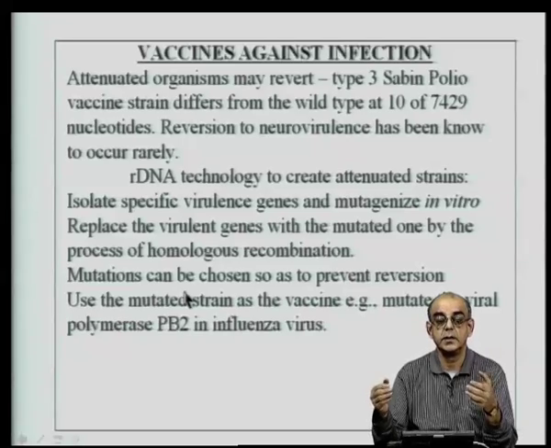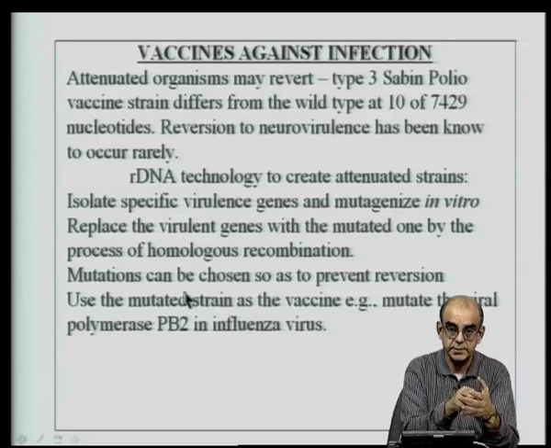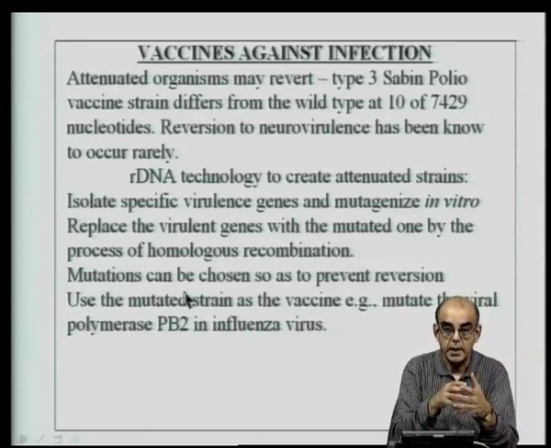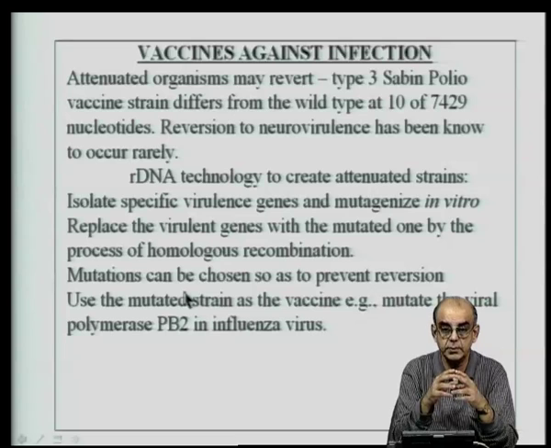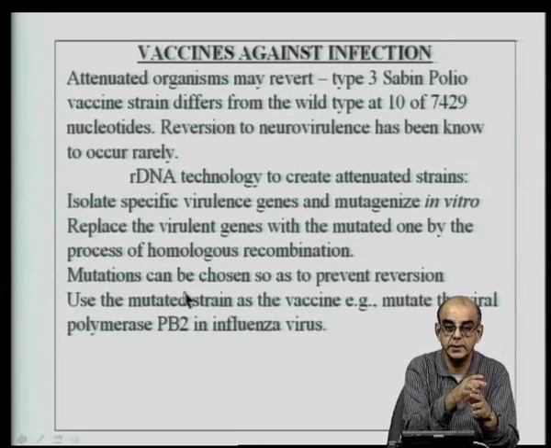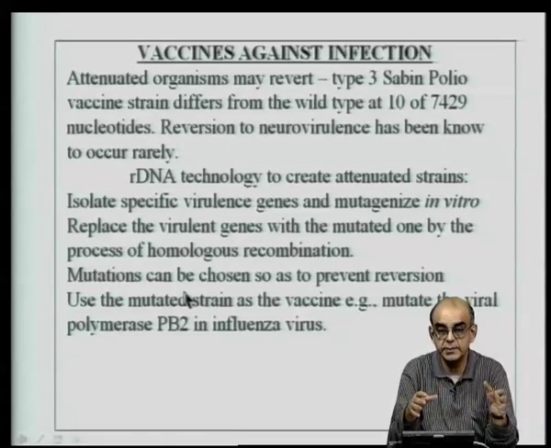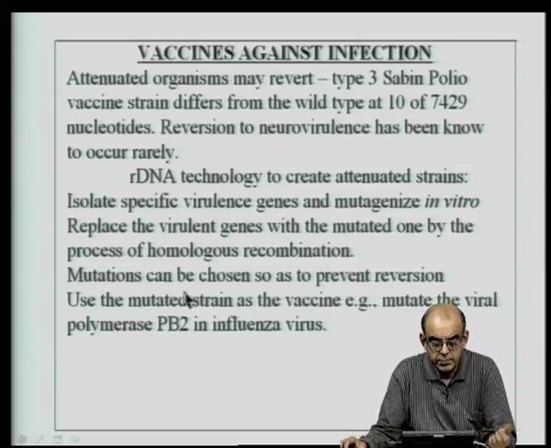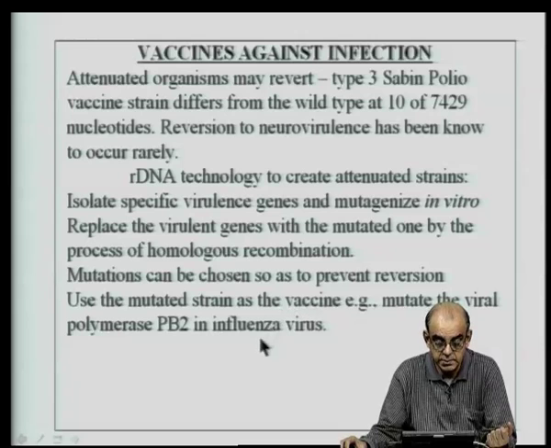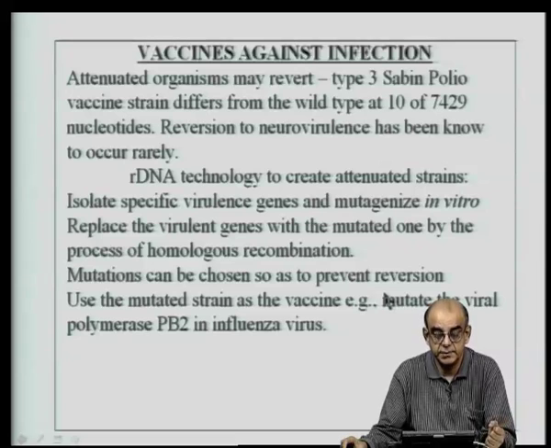So, you can actually get the mutated gene into the wild type virus in an infected cell, and because both the DNAs are there together in the same cell, during the process of virus recombination of the DNA, the mutated gene goes and recombines at the region where there is a virulent gene, and therefore the genome that has got this mutated gene becomes avirulent. Such a process involving homologous recombination has in fact been used in a variety of cases. The advantage being that these mutations can be so chosen as to prevent reversion.